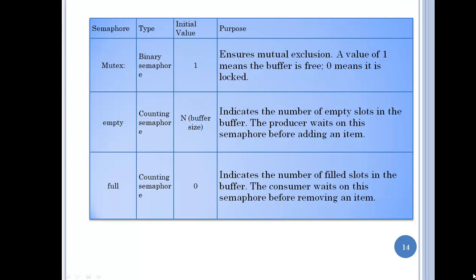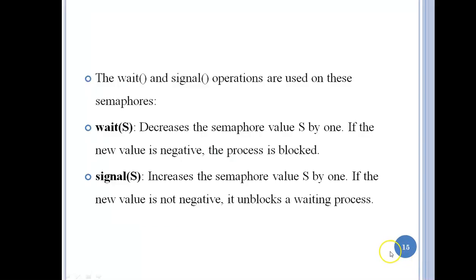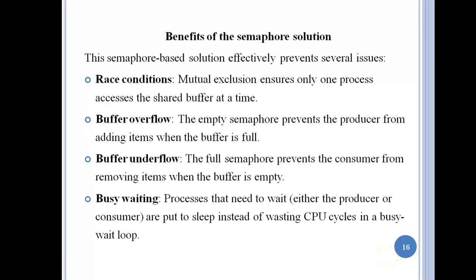So, this is just a summary table that will give you more idea about the semaphores. The wait and the signal operations are used on these semaphores. Wait decreases the semaphore value S by 1. If the new value is negative, the process is blocked. And signal increases the semaphore value S by 1. And if the new value is not positive, it unblocks a waiting process.